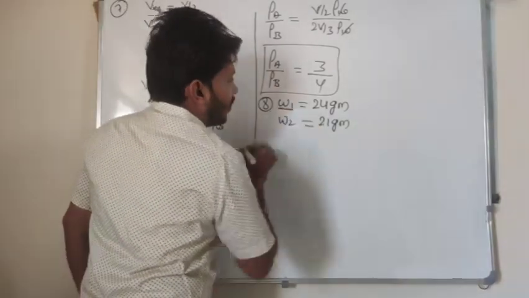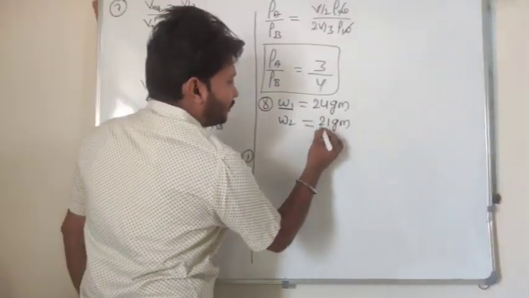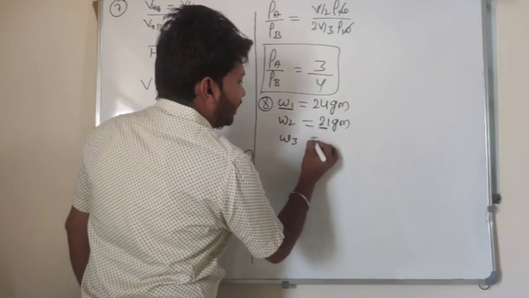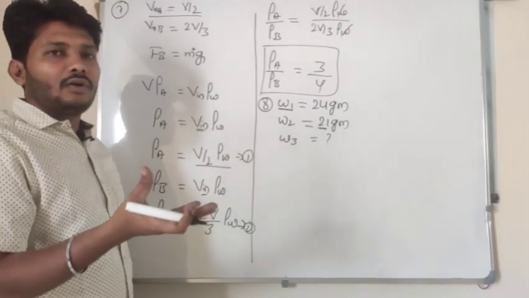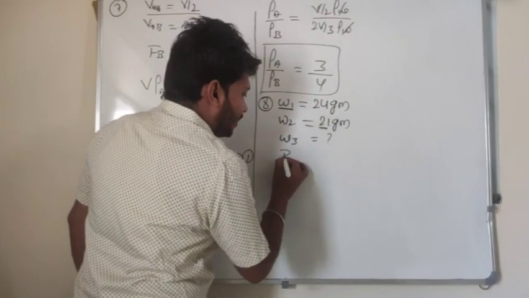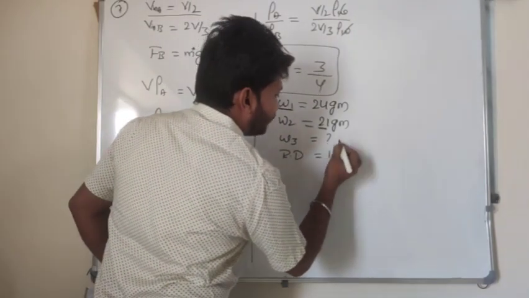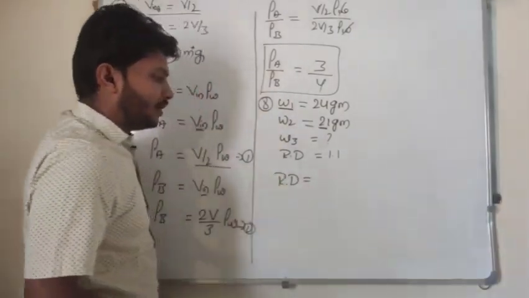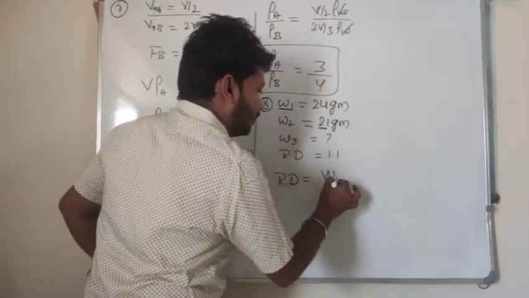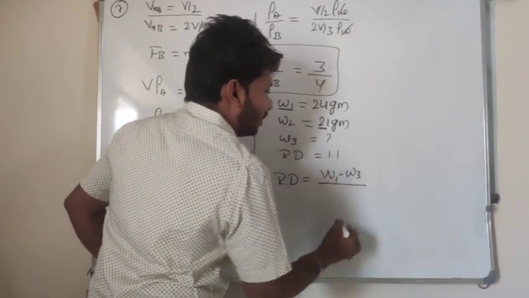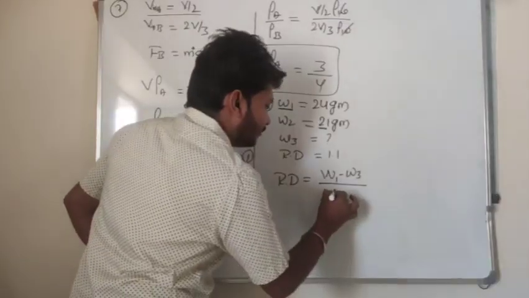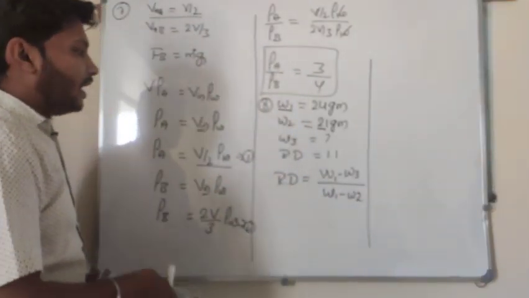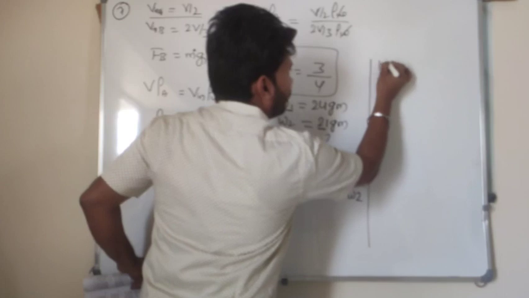Look here, if the body is in air, its weight is 24 gram. If the body is immersed in water, its weight is 21 gram. They ask to find out, if I immerse the same body in a liquid other than water, what will be its weight? And they mention that the relative density or specific gravity of the liquid is 1.1. So we already derived this formula: relative density is equal to W1 minus W3, the loss in weight of the body in liquid, divided by the loss in weight of the body in water. I think you remember this formula. Relative density or specific gravity is 1.1.